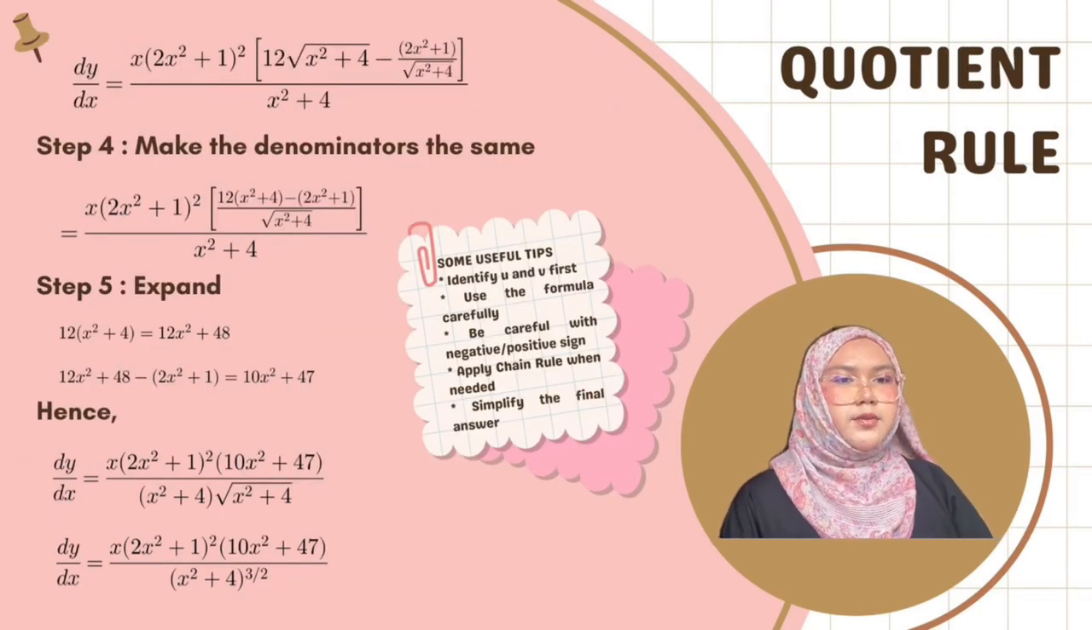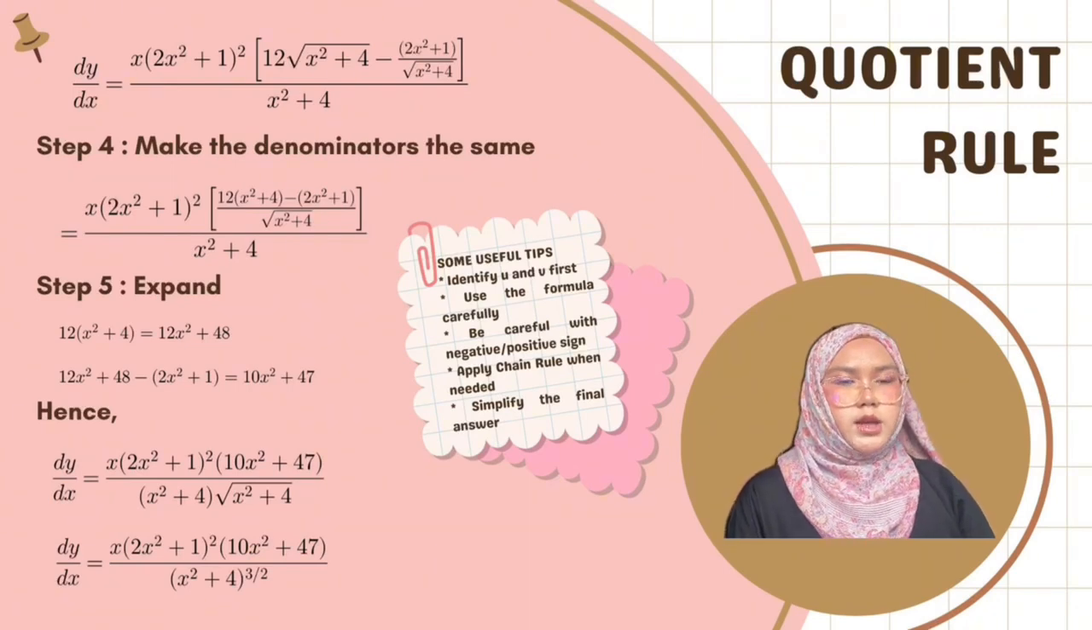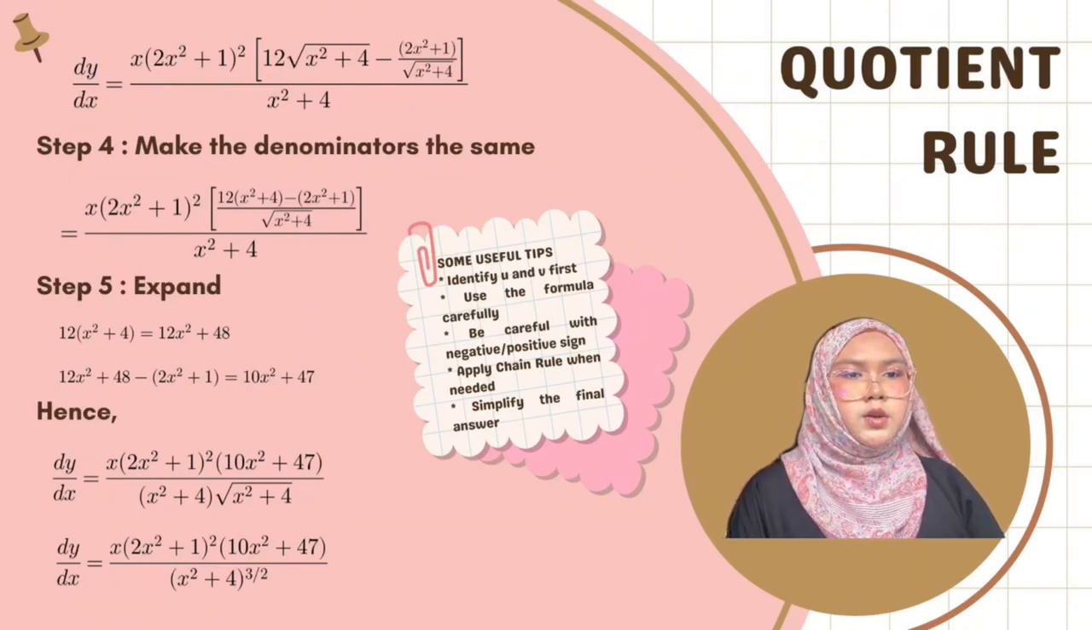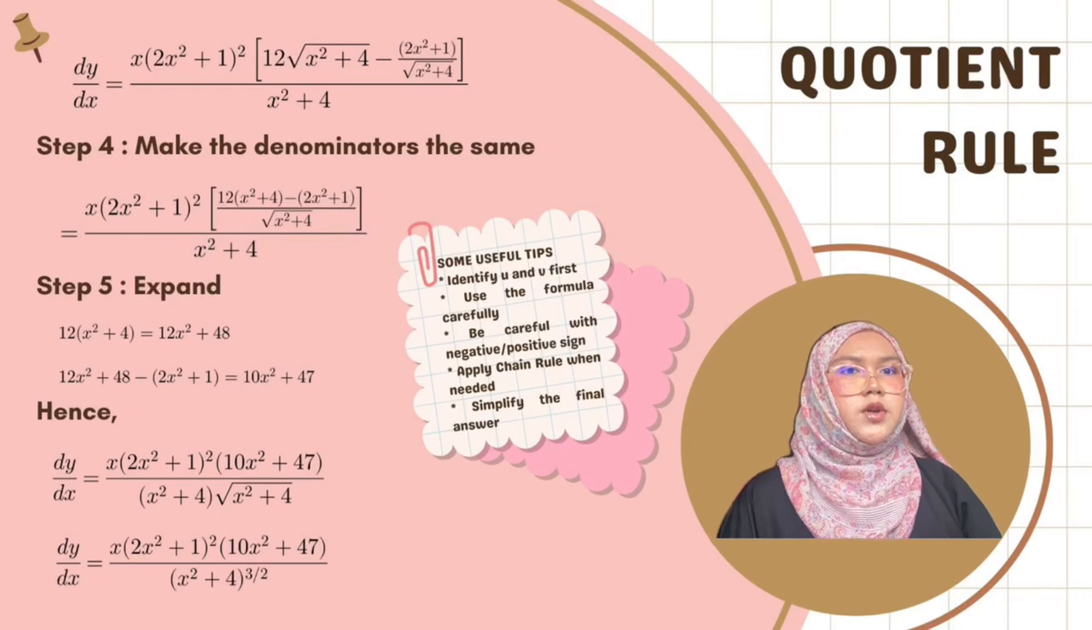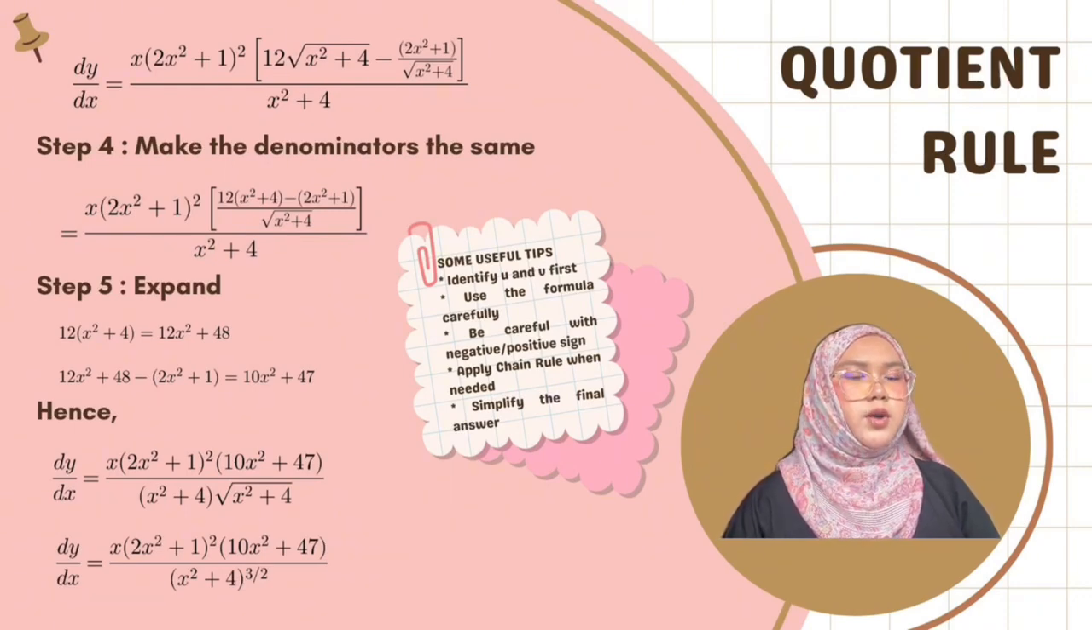Alright, after simplifying, you need to make sure the denominators are the same so that you can get the best final answer. So from that, you need to expand everything. Hence, the final answer for this question is 3y dx equals x (2x squared + 1)^2 (10x squared + 47) over (x squared + 4)^(3/2).